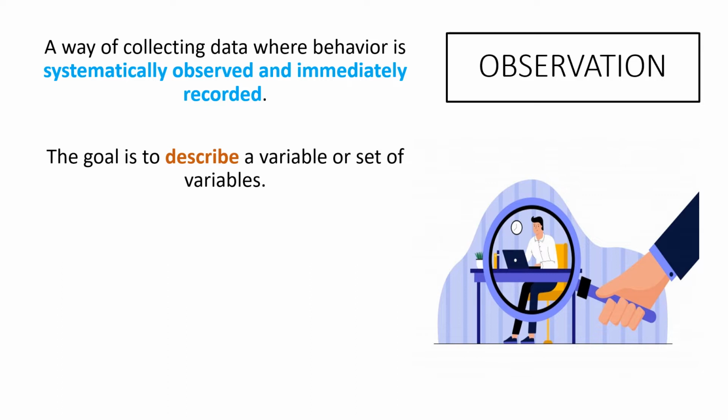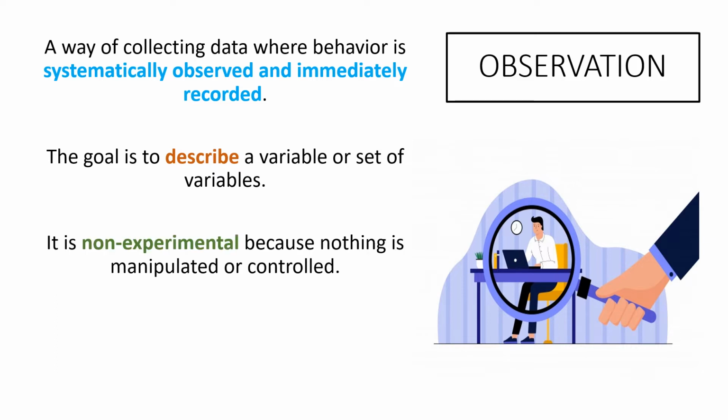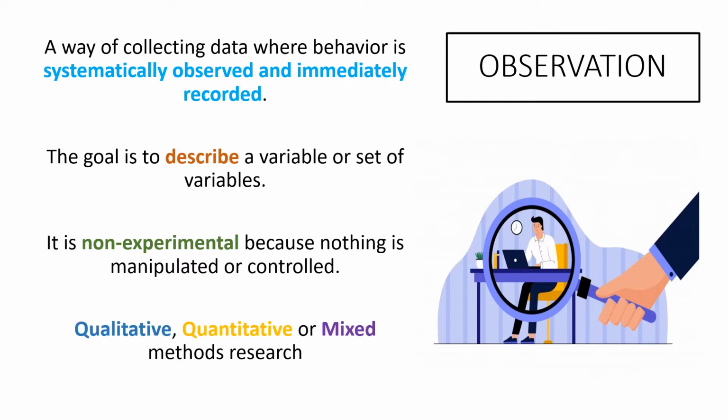The goal of the researcher in observation is to describe a variable or a collection of variables of interest. It is generally a non-experimental method because nothing is usually manipulated or controlled, as the observation is based on real life events, what is occurring in its natural environment. It could involve both qualitative and quantitative methods, and of course their combinations resulting in mixed methods of research.